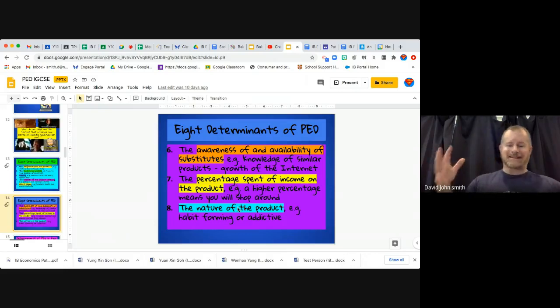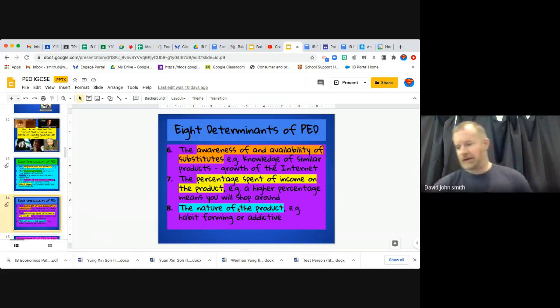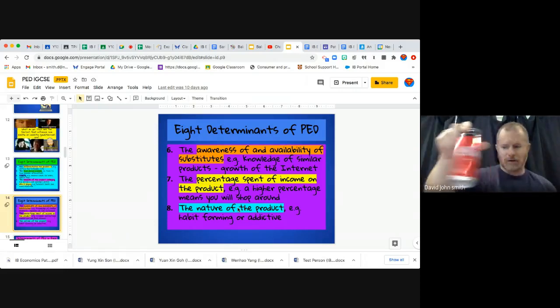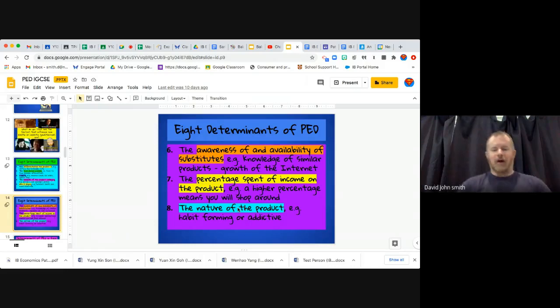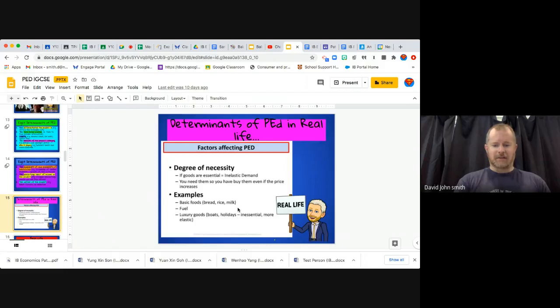If the product is addictive, if it's a necessity, if it's habit forming, yeah, the good old Coca-Colas, right? Those sorts of products, you're going to pay for them regardless of the price. They'll be more inelastic because you're potentially addicted to them. All right, so there's some examples there from real life. Basic foods, fuel for your car, so petrol, and luxury goods.